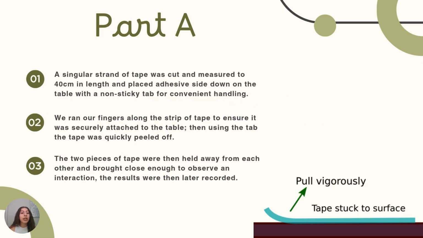So for our procedures, in part A, we started by cutting one strip of tape about 40 centimeters long. We stuck it sticky side down onto the table, leaving a little tab so we could peel it off. After pressing it down firmly, we quickly pulled the tape off the table.